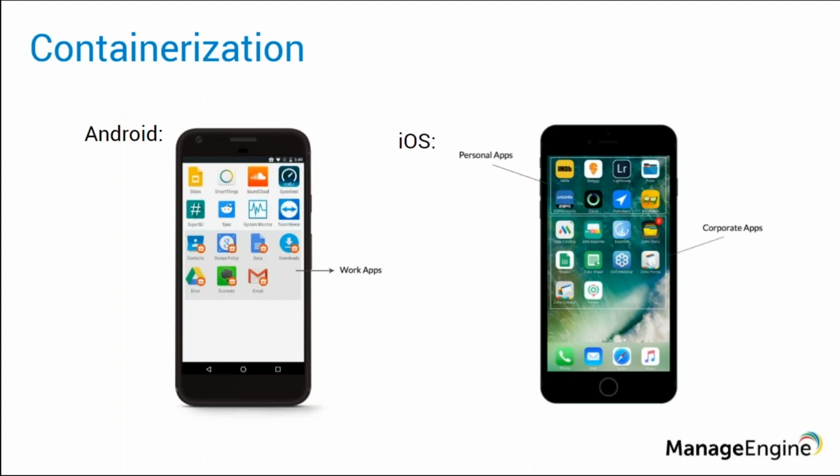In case of Android device, a corporate container gets automatically created once the device is enrolled into the MDM server, and all the corporate apps will be denoted by the small briefcase symbol, as you can see over here. However, in the case of iOS devices, Apple does not permit the creation of such a container. So there is actually no segregation between the personal apps as well as the corporate apps.